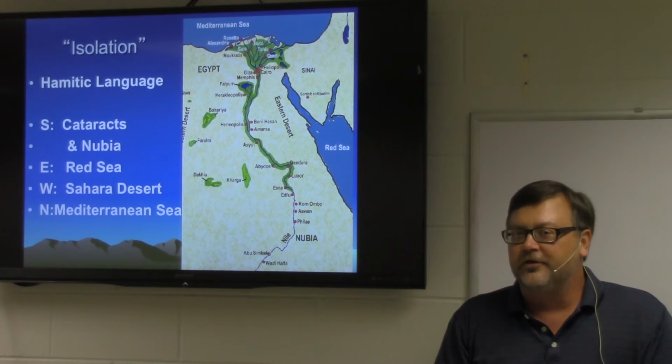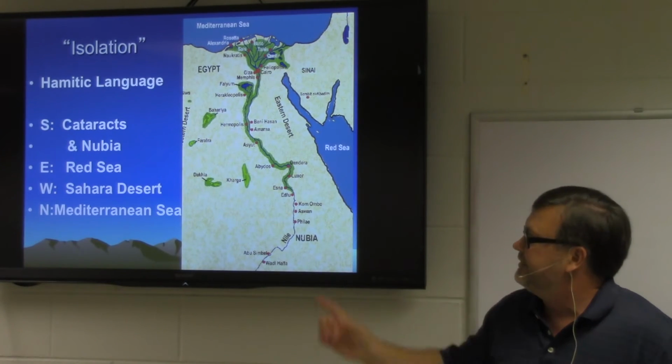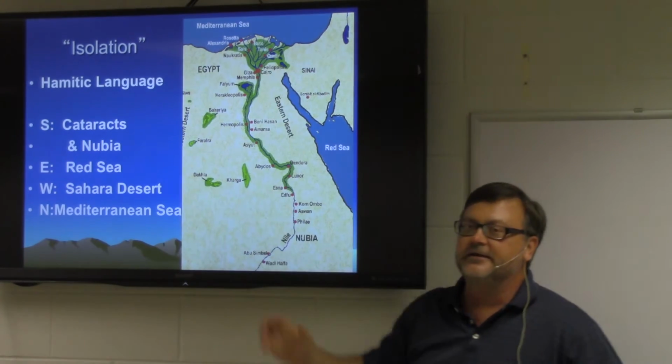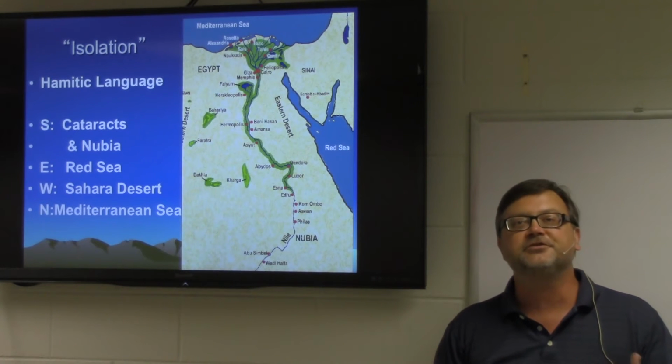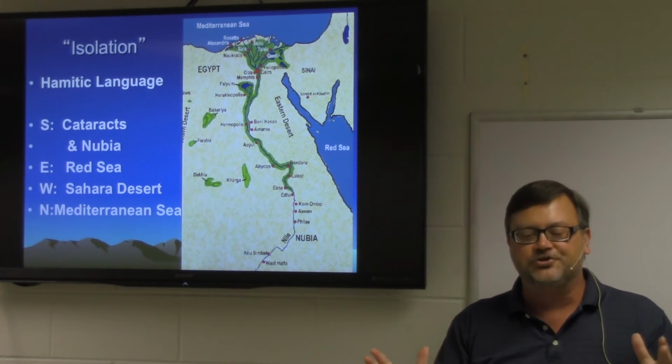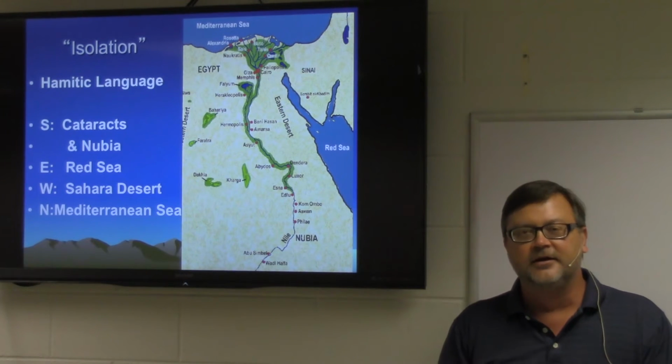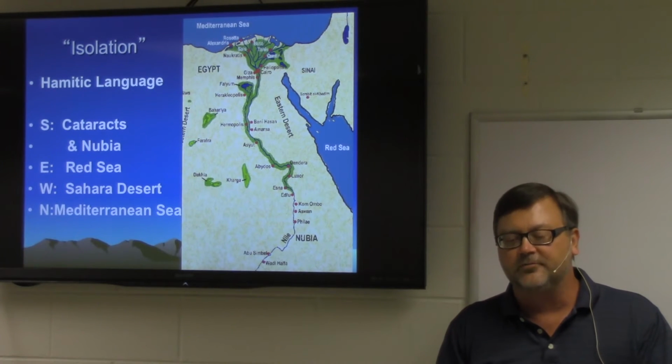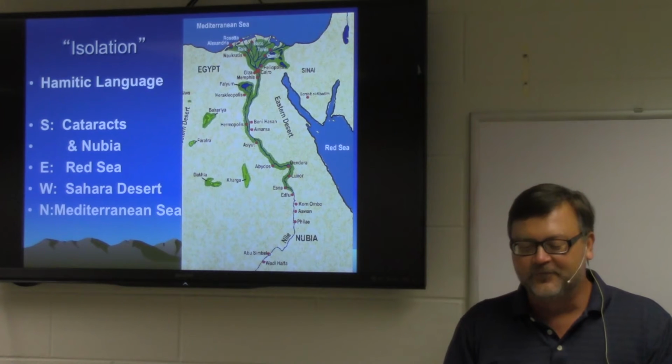Now to the north, that's where you're going to see some interaction. The Mediterranean Sea, where the Nile dumps into the Mediterranean, there are Egyptian records of occasionally a boat showing up. Some of them will show up there, an outsider, a stranger landing around there. Not a huge amount, until later. We'll come back to that.